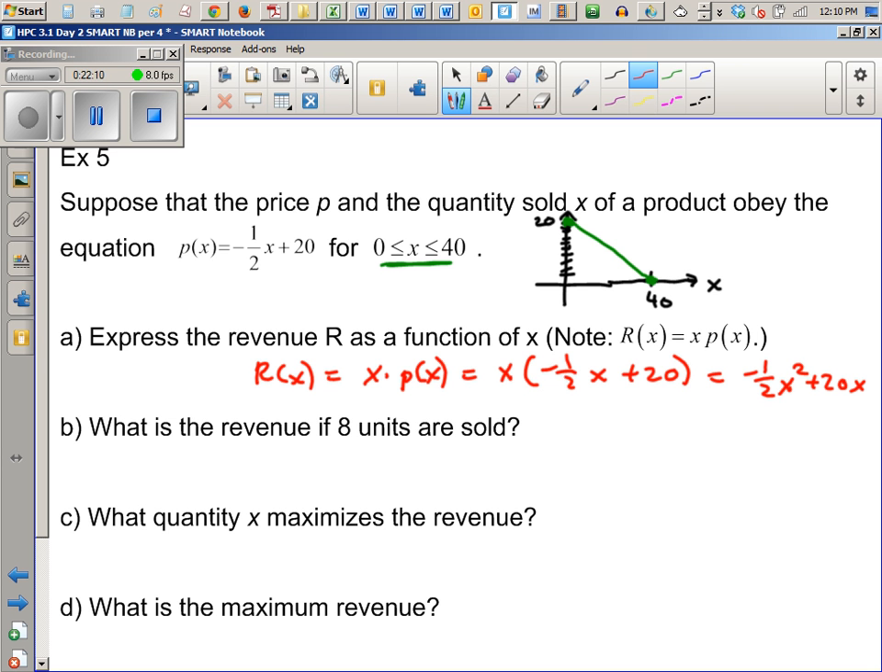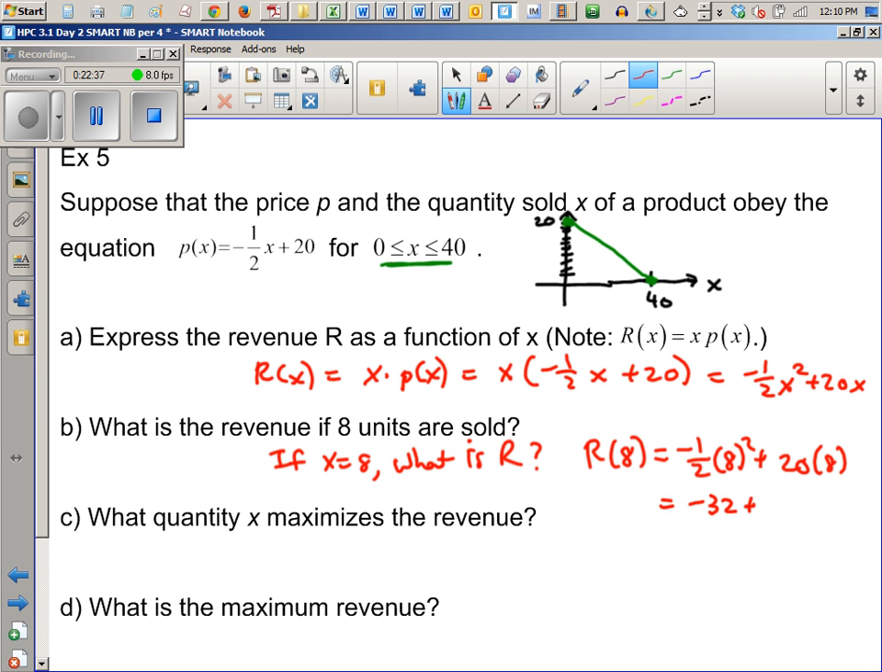Okay, what is the revenue if 8 units are sold? That's simple. They're just saying if x equals 8, what is R? That's all it's asking. You've got a function. So even if you don't know the money theory or whatever, just plug it in. When there are 8 units, it'll be negative 1/2 times 8 squared plus 20 times 8, which is negative 32 plus 160. It looks like 128. And it's revenue, so that's the end of that one.